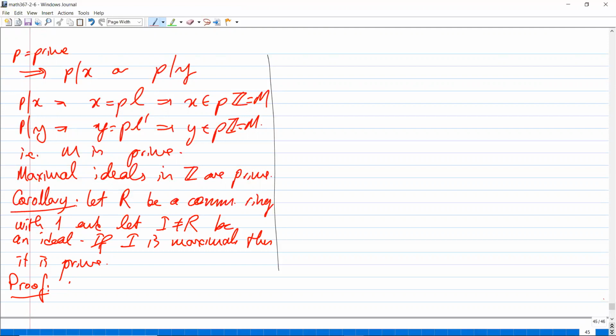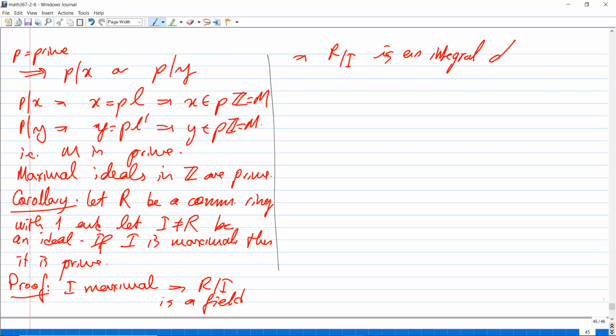So since I is maximal, we showed that R over I is a field, and every field is an integral domain, so R over I is an integral domain. And if the quotient is an integral domain, as we proved above, then by the above proposition, I is a prime ideal. So the maximal ideals are prime.